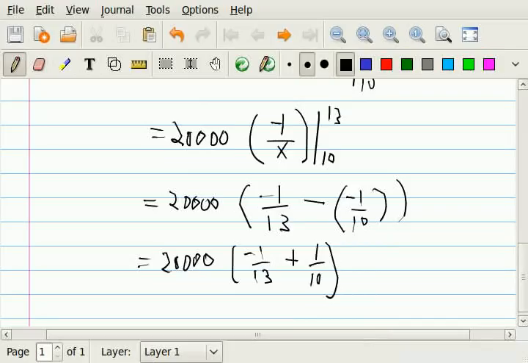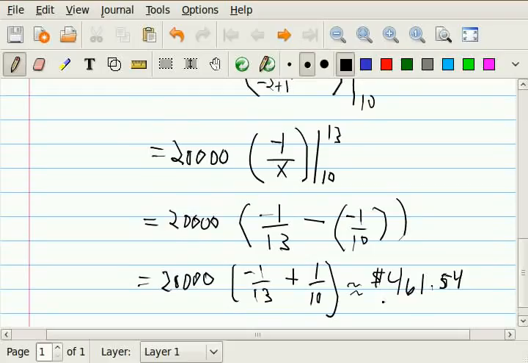I'll use my little computer calculator here: 20,000 times the quantity negative 1/13 plus 1/10. Here's what I get: about $461.54. So again, what does that mean exactly?